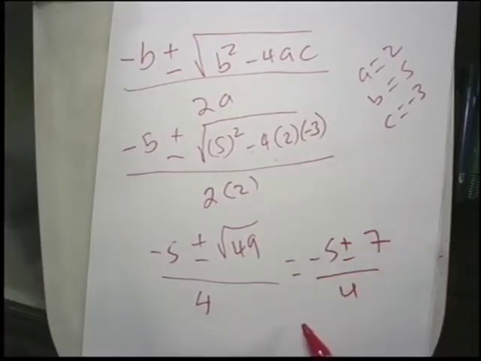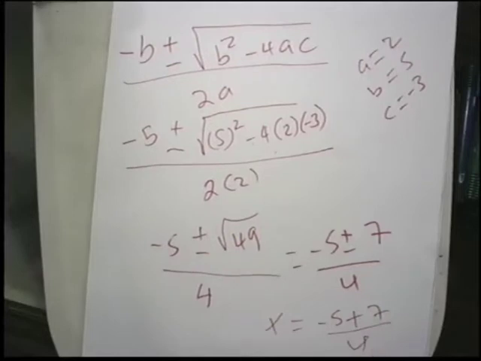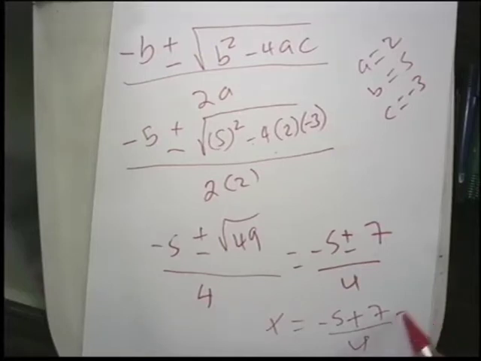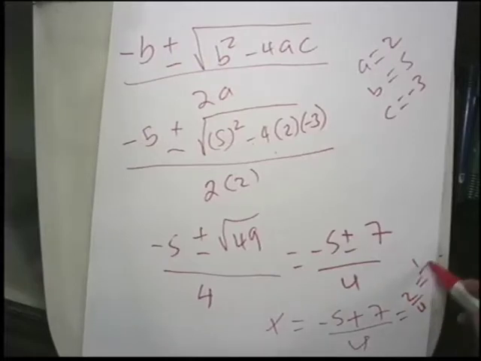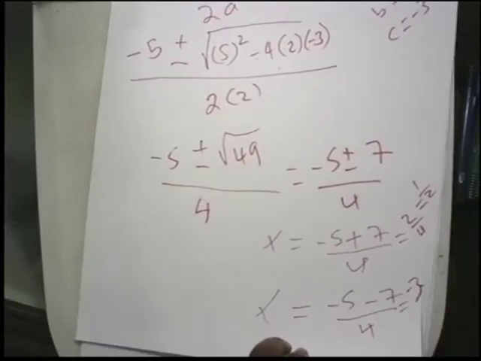Now here we will say our first x is either minus 5 plus 7 over 4, or we use the other sign, minus 5 minus 7 over 4. And then what will that give you, and what will that give you? This will be 2 over 4, which equals 1 over 2, and then minus 5 minus 7 will give us minus 12, divided by 4, that will give us minus 3. So our roots or our answers to the problem are 1 over 2 and negative 3.